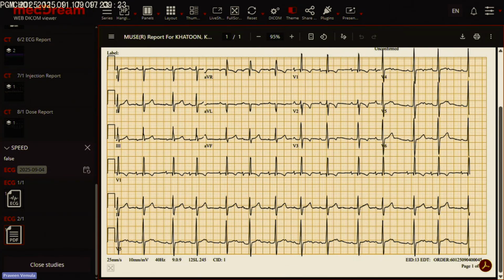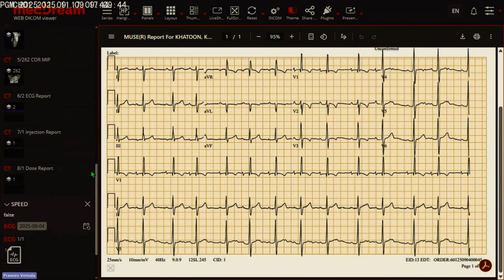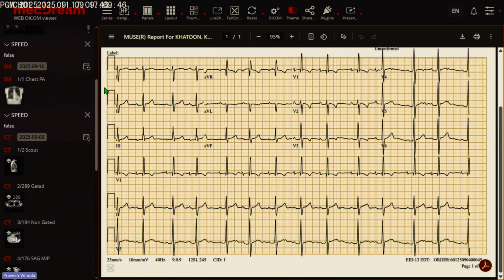So in the rhythm strip there are no ectopics. It's a regular rhythm only. Sir, actually here some interruption is there. Here the RR is varying. RR is varying, so what is it? Yes, sir. In a 12-year-old girl, the sinus arrhythmia.